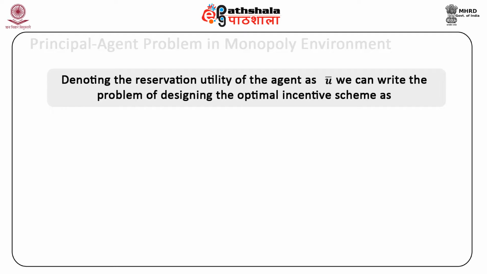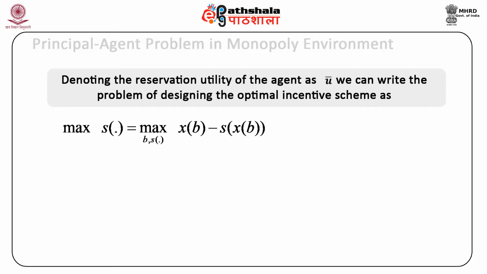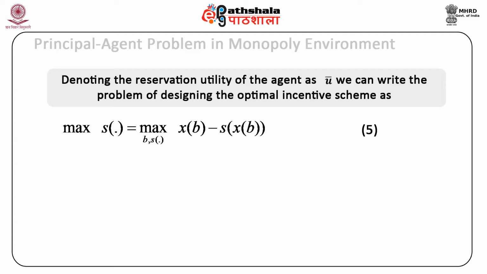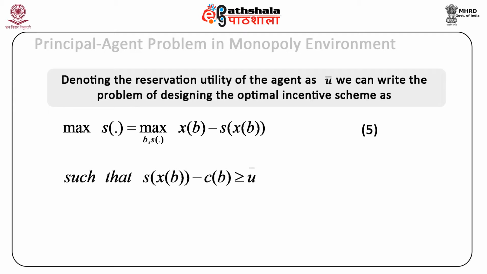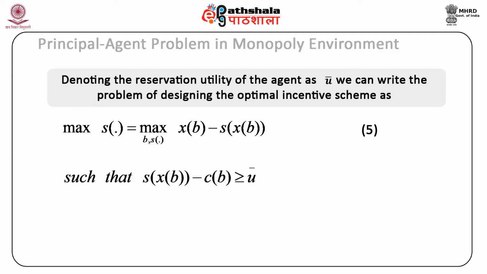scheme as: maximize over S(.) and B of x(B) minus S(x(B)). This is equation 5, such that S(x(B)) minus C(B) is greater than or equal to U bar. This is equation 6.